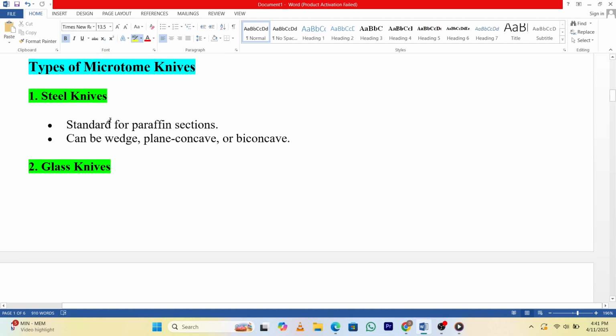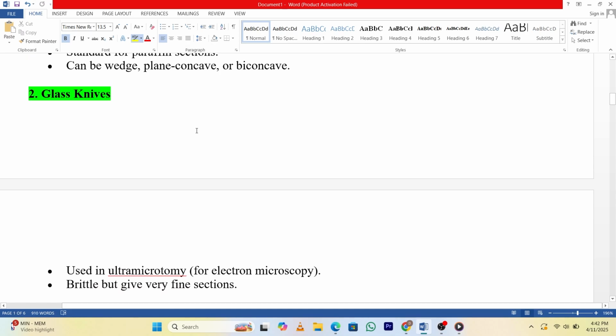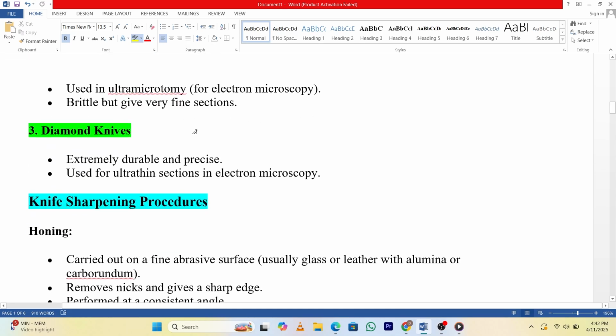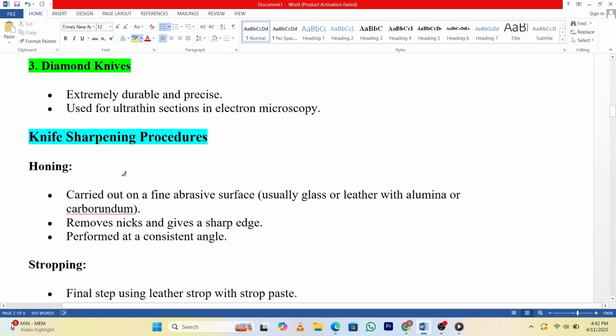Types of microtome knives. 1. Steel knives. Standard for paraffin sections. Can be wedge, plane concave, or biconcave. 2. Glass knives. Used in ultramicrotomy, for electron microscopy. Brittle but give very fine sections. 3. Diamond knives. Extremely durable and precise. Used for ultra-thin sections in electron microscopy.